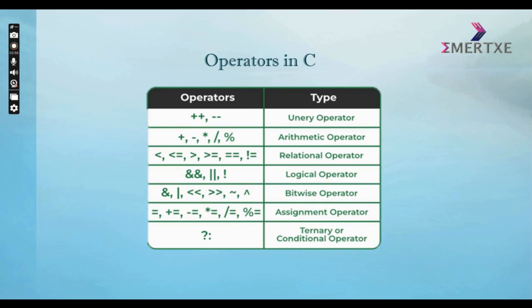Third one is assignment operator, used to assign values to variables, which also includes compound assignments that combine assignment with arithmetic. Last one is ternary or conditional operator. This is the only operator in C that takes three operands. It is used as a shortcut for if-else statement. It returns expression 1 if the condition is true, otherwise expression 2.